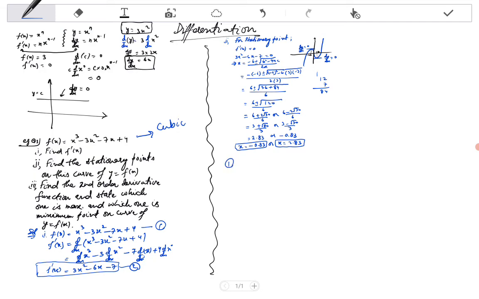So equation number 1 implies that y equals negative 0.83 whole cube minus 3 times negative 0.83 square minus 7 times negative 0.83 plus 4. This will give me the value of y which is corresponding to this value of x. So I just substituted these values here.